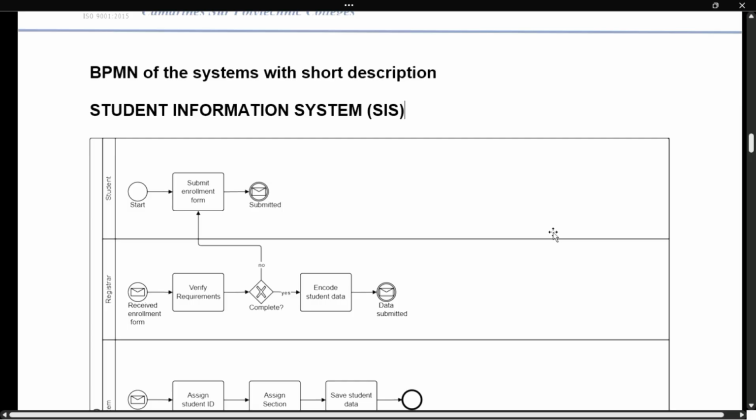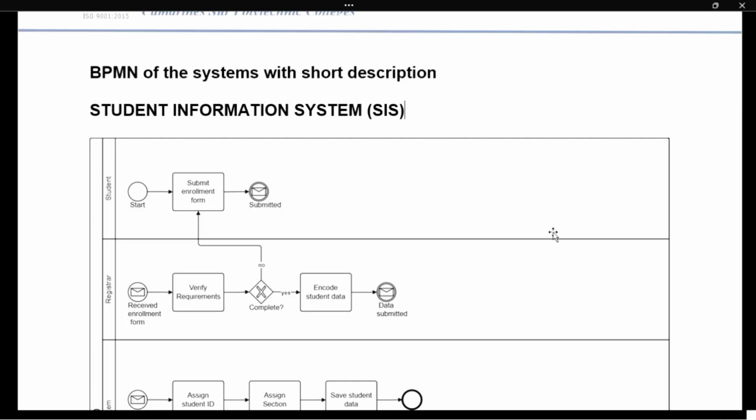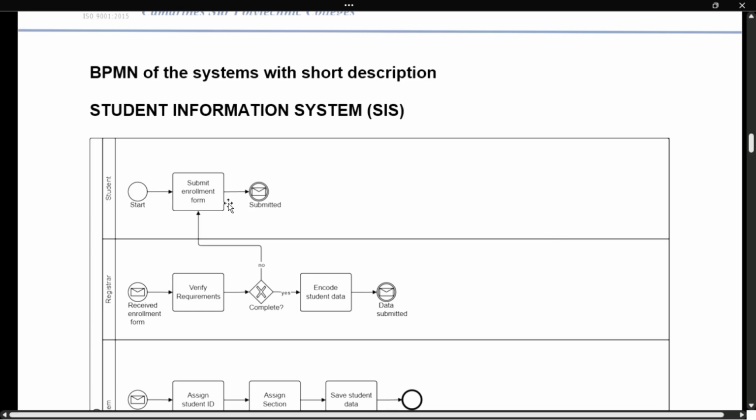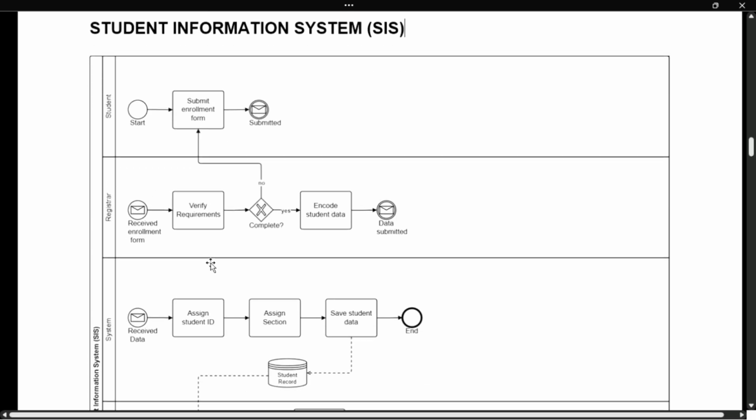BPMN of the systems with short description. So this is the Student Information System. The BPMN diagram illustrates how the Student Information System manages the enrollment and record-keeping process in the public high school. So it begins when the student submits an enrollment form to the registrar.